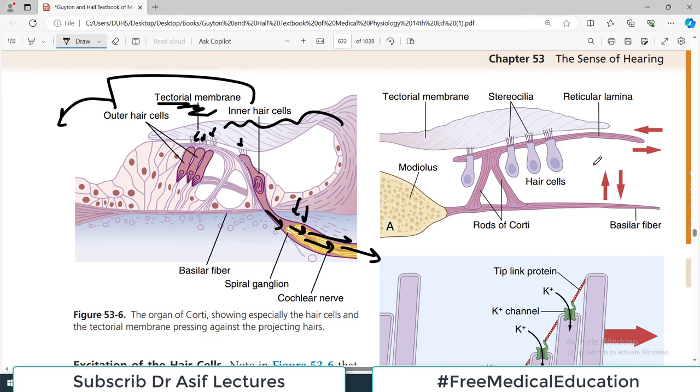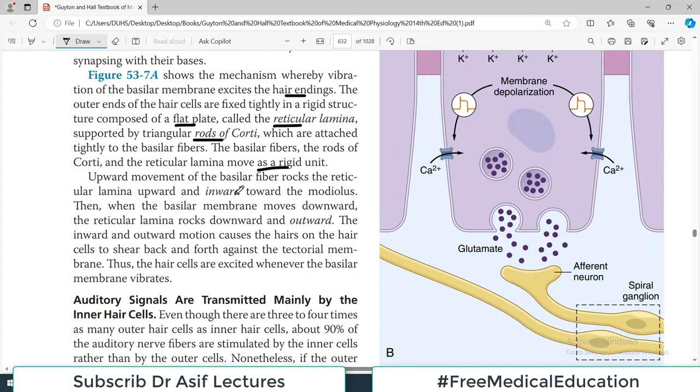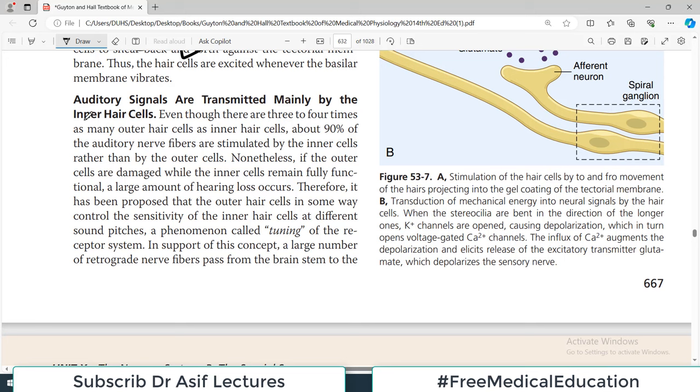They are the holders for the hair cells, which have cilia, which project into the tectorial membrane. Now, upward movement of the basilar fiber rocks the reticular lamina upward, and inward towards the modiolus. Then when the basilar membrane moves downward, I would leave that, okay? Auditory signals are transmitted mainly by the inner hair cells.